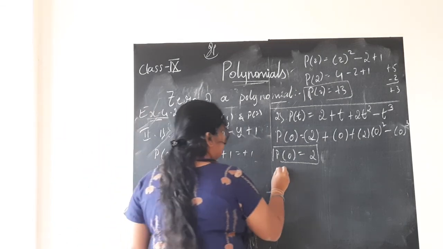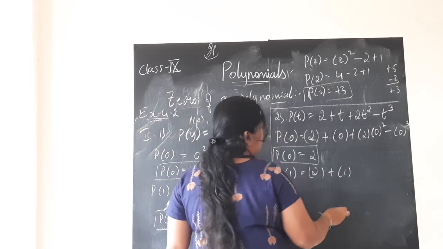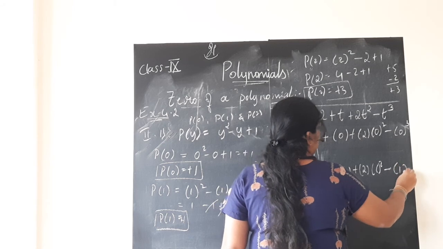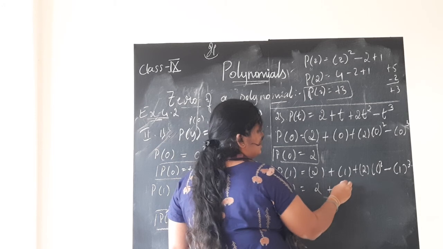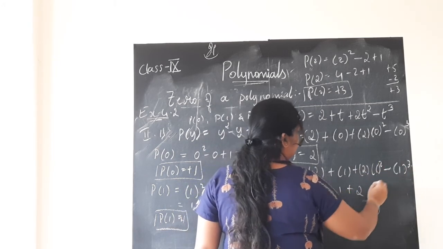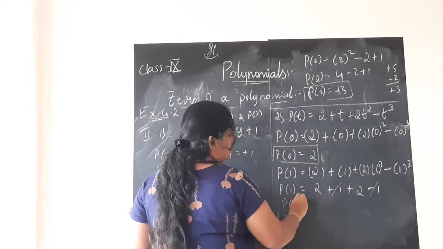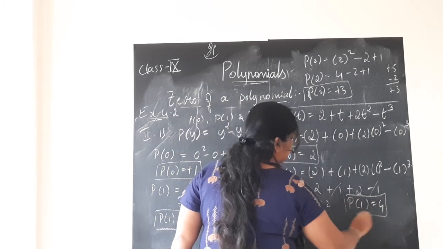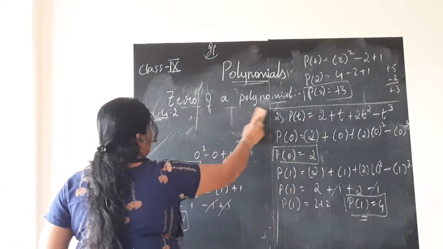That's all. Now I will find out what is P of 1. 2 plus t is 1, plus 2 into t square, that is 1 square, minus 1 cube. So P of 1 is 2 as it is plus 1 as it is plus 1 square is 1, 1 into 2, 2, minus 1 cube is 1 only, minus 1. See here, plus 1 minus 1 gets cancelled. So P of 1 is 2 plus 2. P of 1 is 4. Like this you will do. Similarly, P of 2 you will find out.